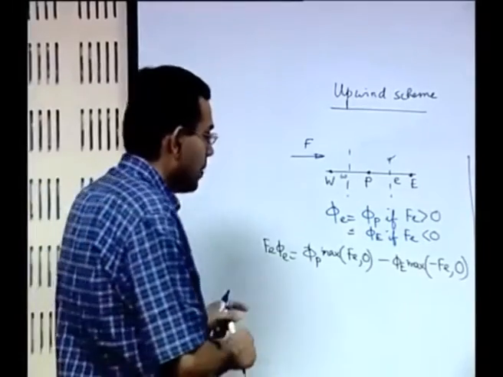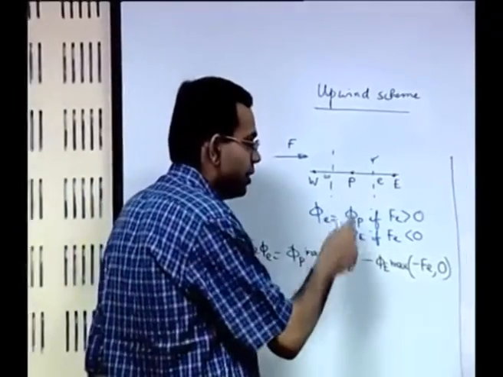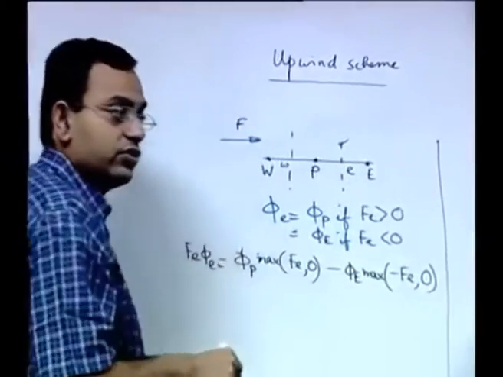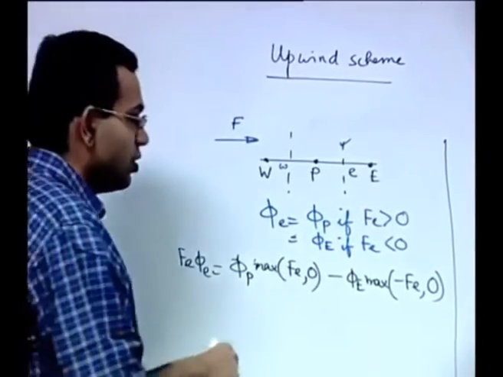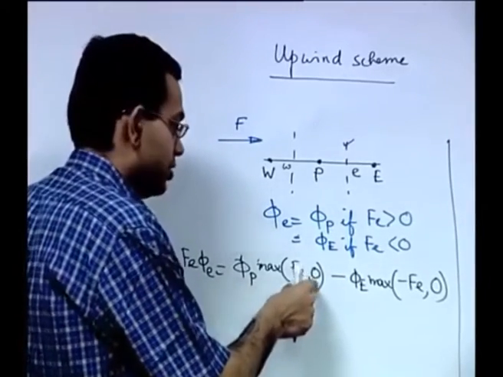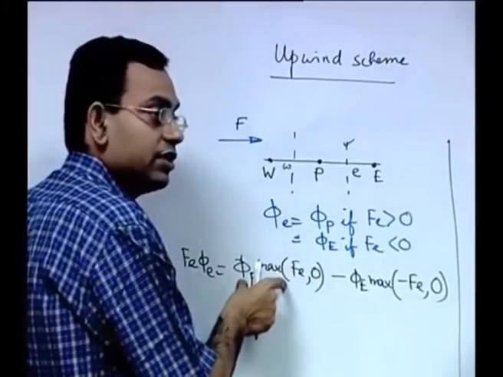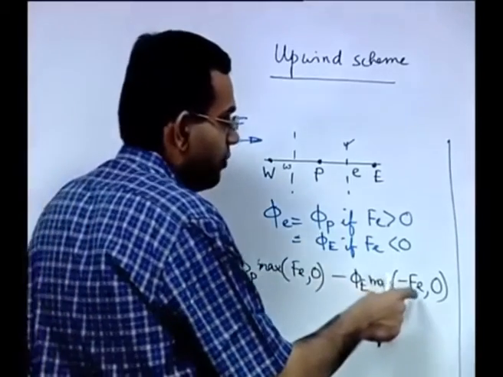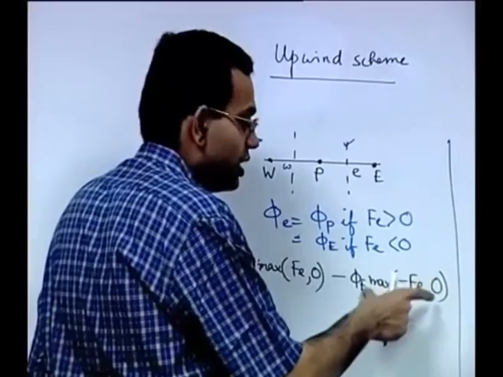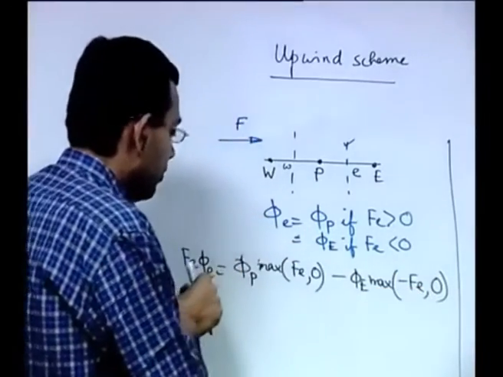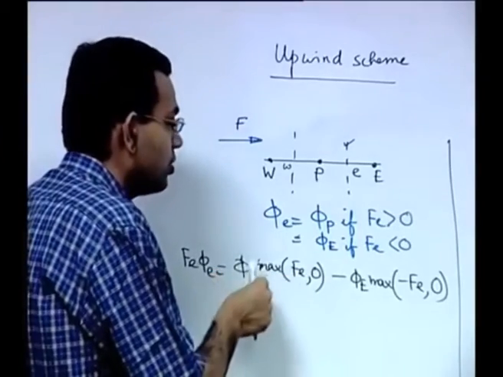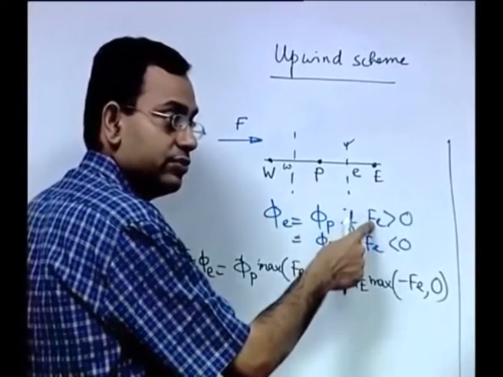Now if you see, let us consider these two cases separately. Let us consider F e greater than 0. When F e is greater than 0, then max of F e and 0 is F e. So this becomes phi P into F e. When F e is greater than 0, max of minus F e and 0 is 0. So this term becomes 0. So F e phi e becomes equal to F e phi P, that means phi e equal to phi P if F e greater than 0.